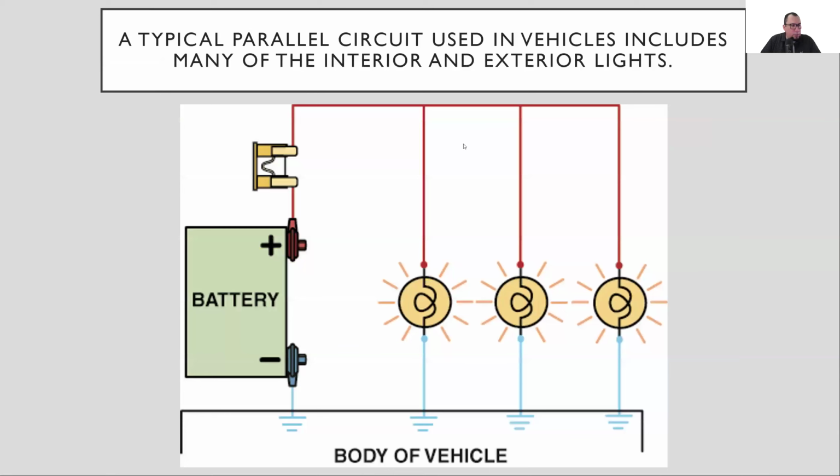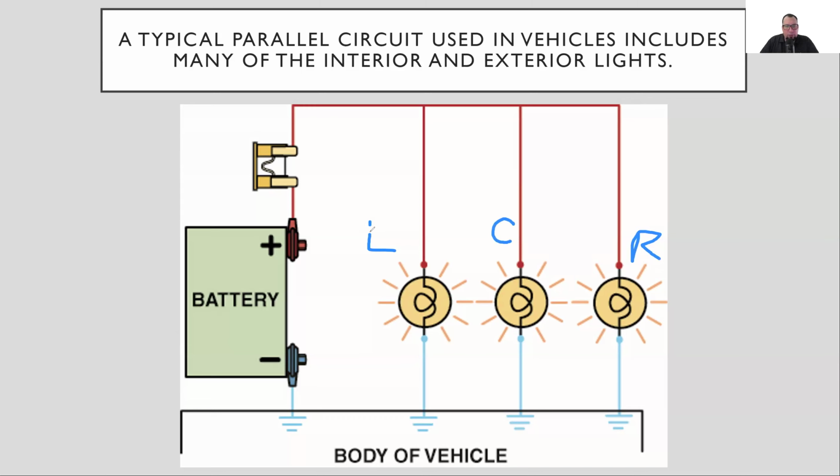We're looking at a parallel circuit. If you'll notice, on a parallel circuit we have three ways of power and three paths of ground as well. There are three bulbs here, and all these bulbs are wired in parallel. Let's just say that these bulbs are tail light or brake light bulbs. We have our left brake light bulb, our right brake light bulb, and our center brake light bulb.